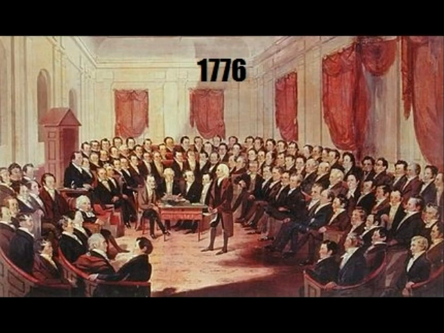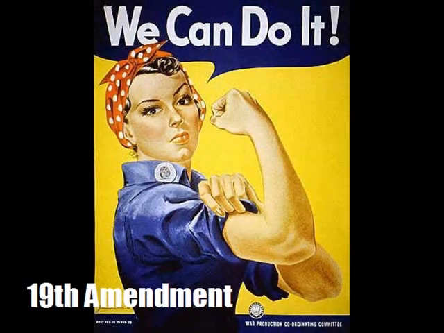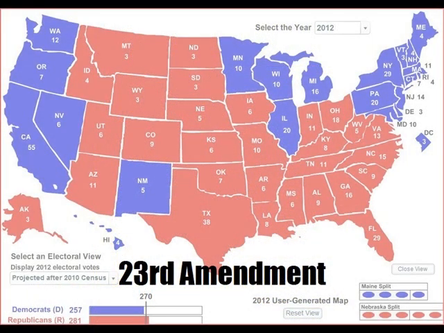When the United States became a country, only white male property owners were able to vote. In 1870, the 15th Amendment passed, which gave African Americans the right to vote. Then, in 1919, the 19th Amendment passed, which prevented voting discrimination based on gender. The 23rd Amendment passed in 1961 and created the Electoral College.